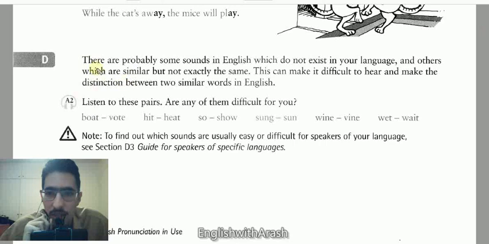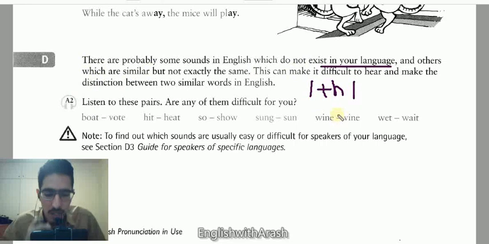You will answer too. There are probably some sounds in English which do not exist in your language. For example, th. We don't have it in Farsi.